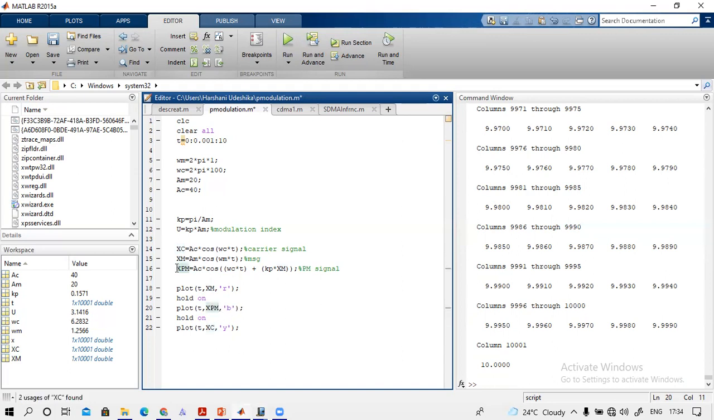So I have changed the name to make it clearer. This is our carrier signal. This is our modulating signal. This is our phase modulated signal. And I am going to plot them in one plot.